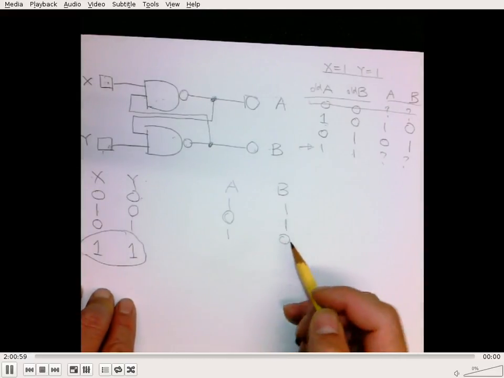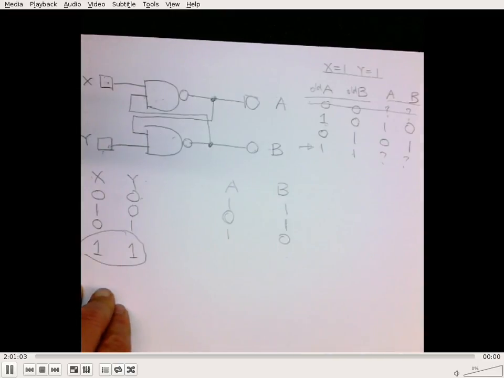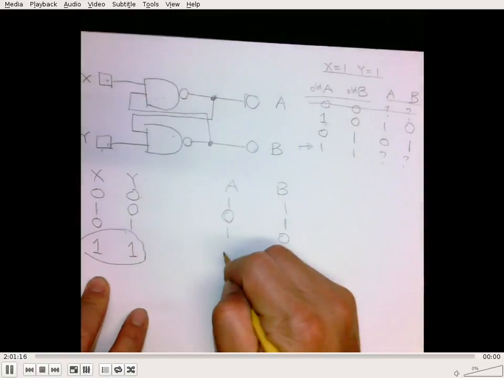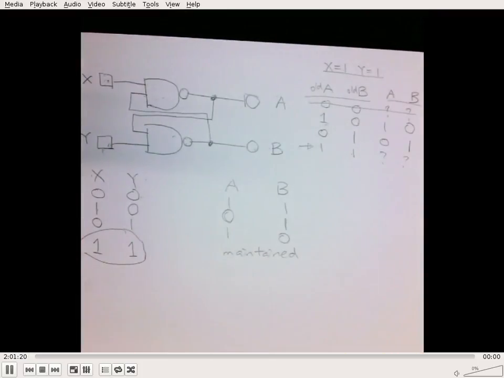And then the last one, which is this one here, is basically just holding A and B. So A would be the same as before, B is the same as before, assuming they're not both ones before. If they were both ones before, then we have a race condition, and then the race will determine who becomes a 0 and who becomes a 1. So we'll just say maintained for the most part.